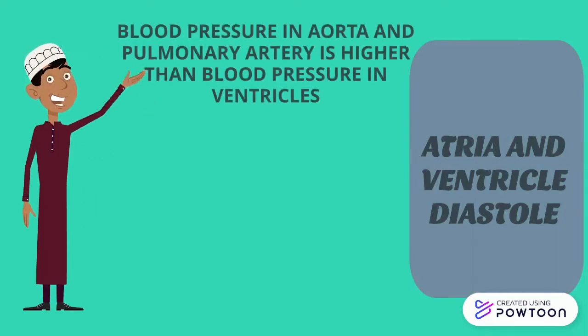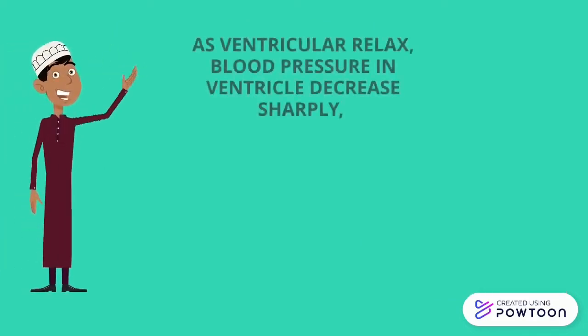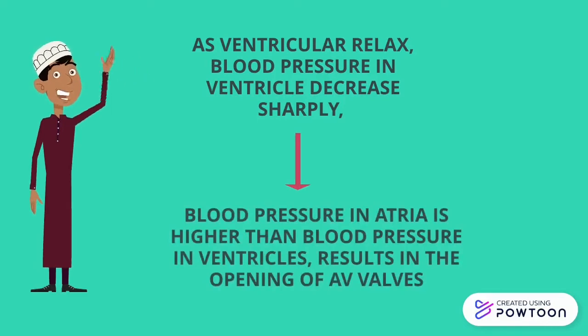During it, the blood pressure in the aorta and pulmonary artery is higher than the blood pressure in the relaxed ventricle, resulting in the closing of the semilunar valve, thus producing the second sound, which is dub. As the ventricle relaxes, the blood pressure in the ventricle decreases sharply, so the blood pressure in the atria is higher than the blood pressure in the ventricle. The opening of the AV valve begins.